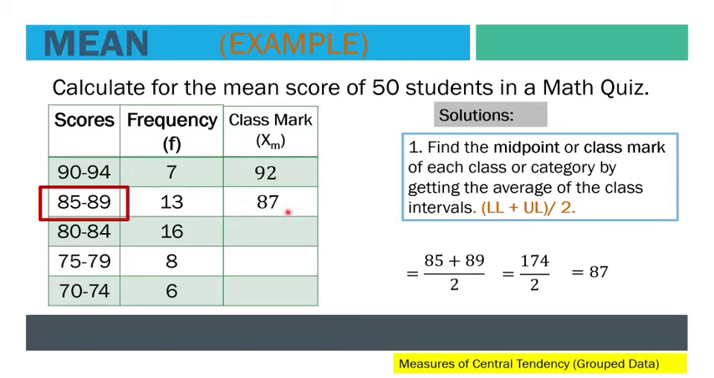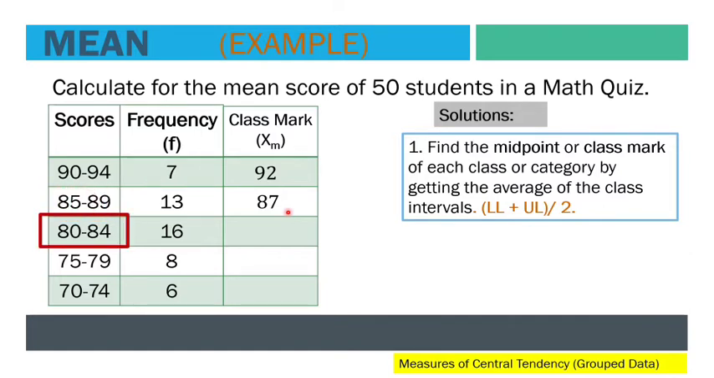Next, let's proceed to the third class mark. We focus our attention on the lower limit and the upper limit of the third class interval. We add them: 80 and 84 gives 164, divided by 2. Finally, we get 82 as our third class mark. When we say class mark, it's the midpoint, the middle number on this class interval. Do you get it?